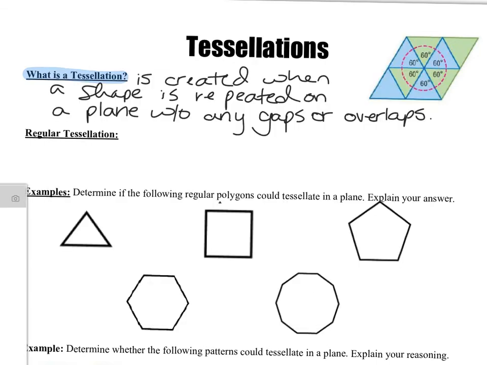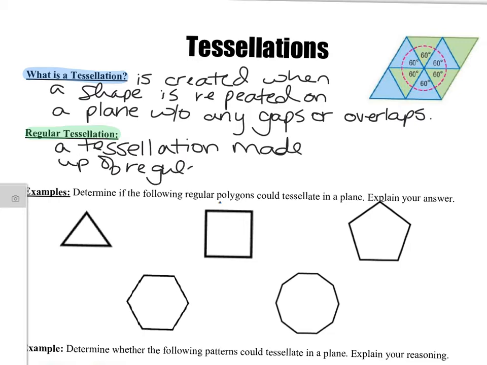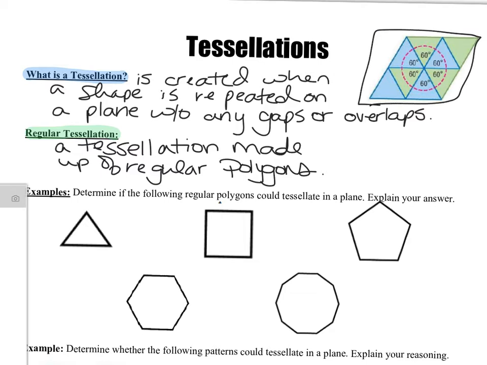So if we keep going, let's now talk about what a regular tessellation is. In order for something to be a regular tessellation, that just means it's a tessellation made up of regular polygons. So this example up here is an example of a regular tessellation because these are all triangles. They're all equilateral triangles which create the tessellation.